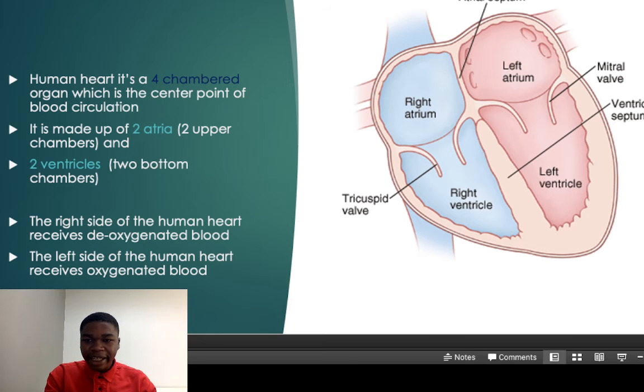You can see the walls of the left ventricle. The walls of the left ventricle are so thick that the pumping pressure will be high. I can show you here. The pumping pressure here will be high, hence the walls are so thick.